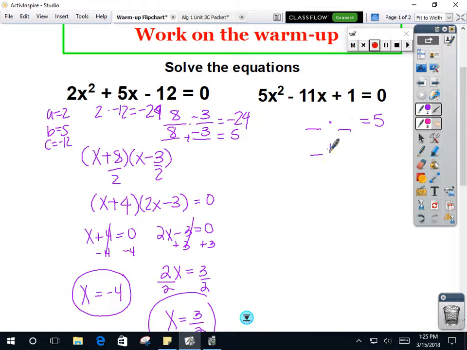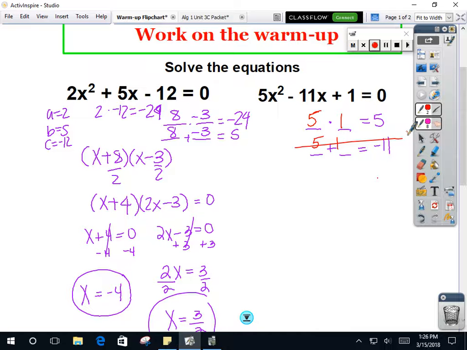And you're trying to add to get what number? Negative 11. 5 is what kind of number? Prime. So the only two numbers that multiply to make 5 are 5 and 1. Itself and 1. Now, can you get an 11 with a 5 and a 1? No. So this one does not work with the a times c method. So today we're going to learn a new method to solve it called the quadratic formula. I think you'll think it's easy as long as you're paying attention.